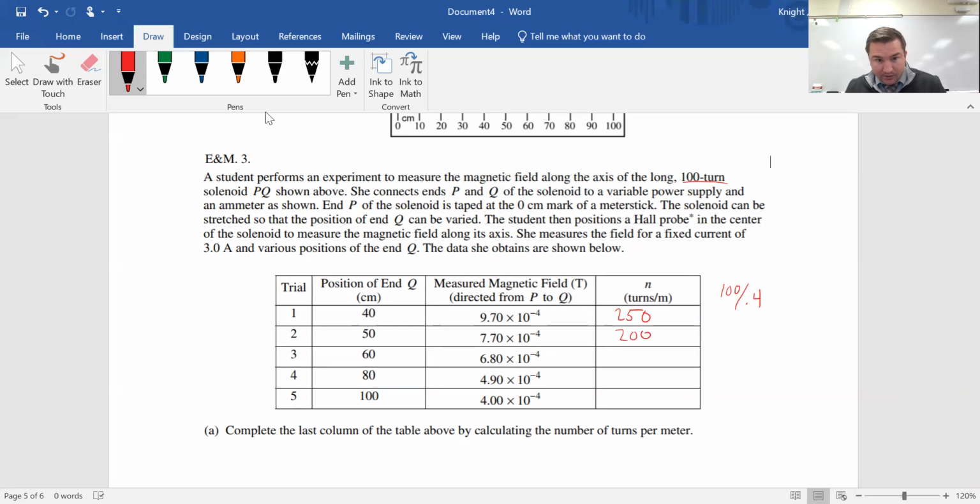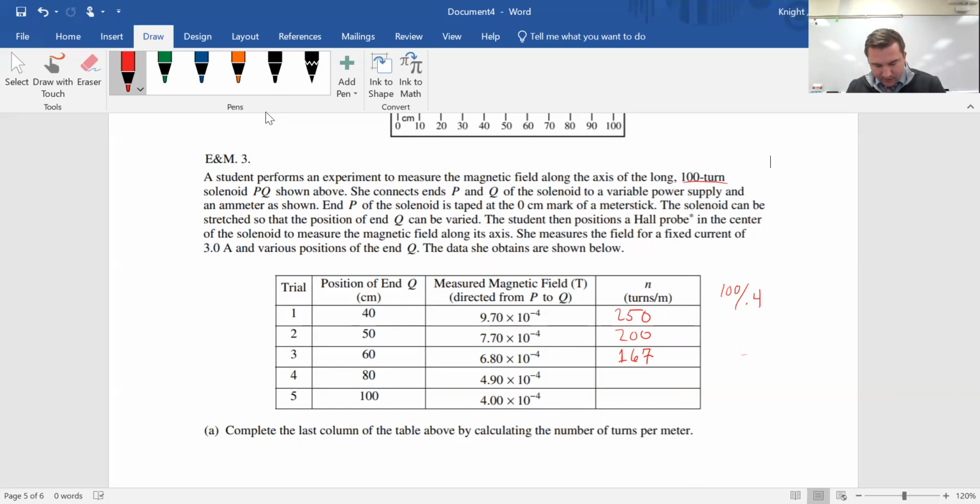100 divided by 0.6 will give us 167. If you check out the scoring guidelines, they're specific about the number of sig figs. These are all given in 3 sig figs. So here, the turns per meter, they want those in correct sig figs. If you put 4 sig figs, they took off. I'm assuming for this one, if you had written 166.6666666, that would be too much.